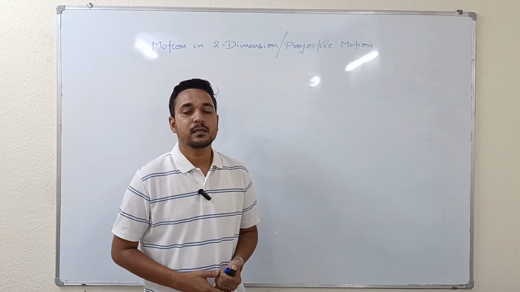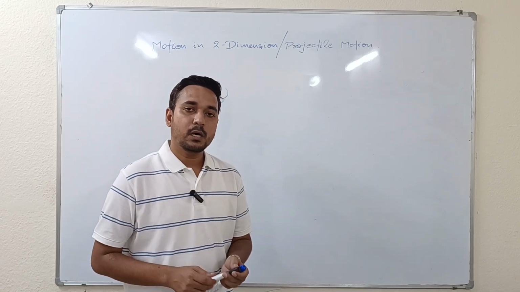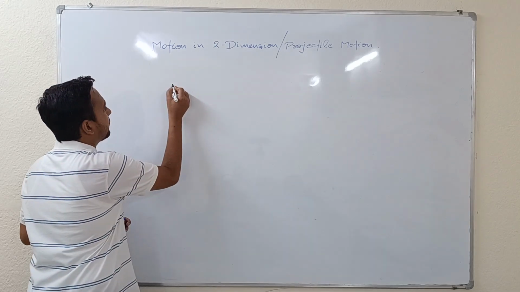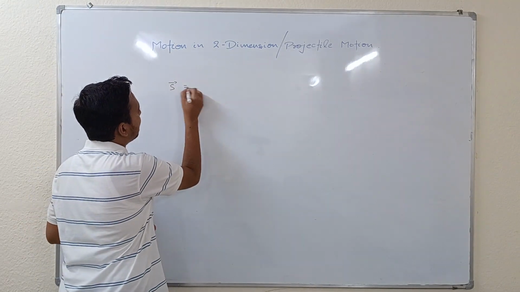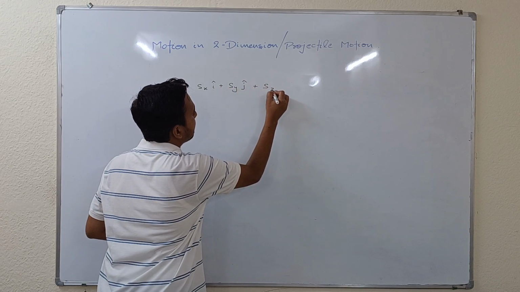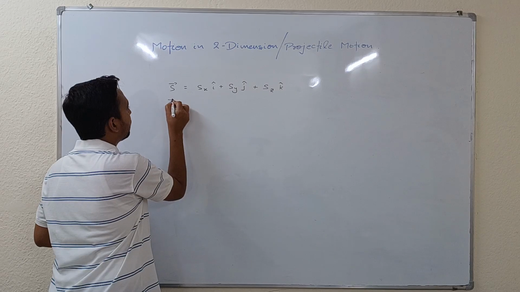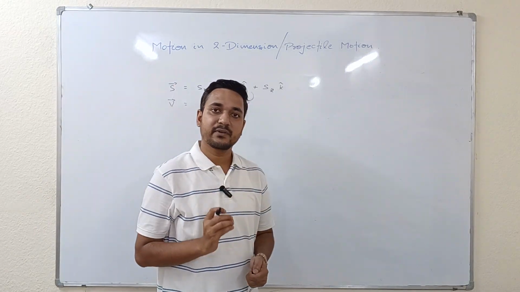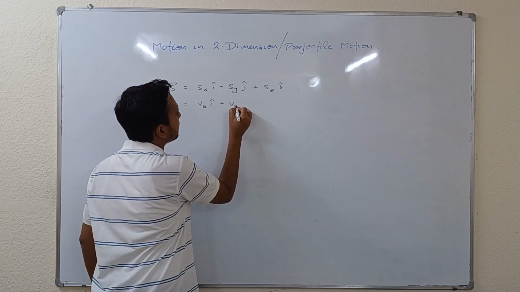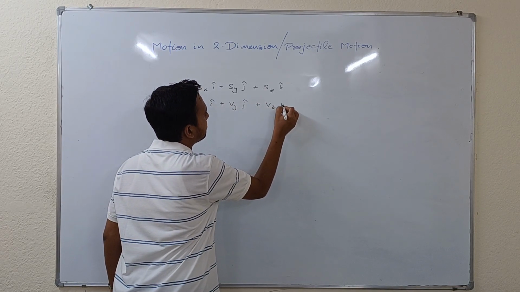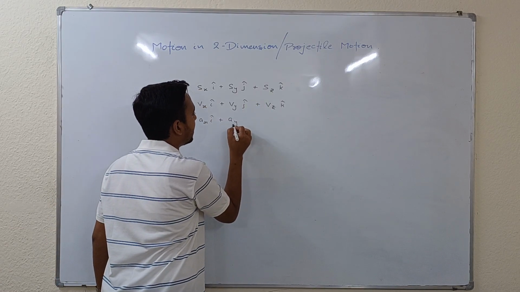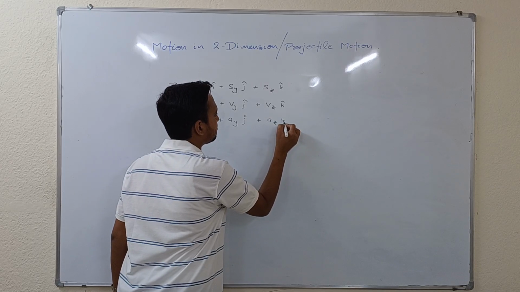Today I am going to teach projectile motion. We have already studied in vectors as well as in motion in one dimension that we can write the displacement vector S as Sx i cap plus Sy j cap plus Sz k cap. Similarly, velocity is a vector as well as acceleration is a vector. Velocity we can write in component form as Vx i cap plus Vy j cap plus Vz k cap, and acceleration as Ax i cap plus Ay j cap plus Az k cap.